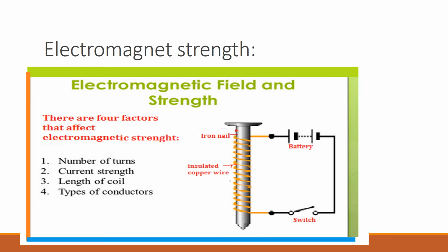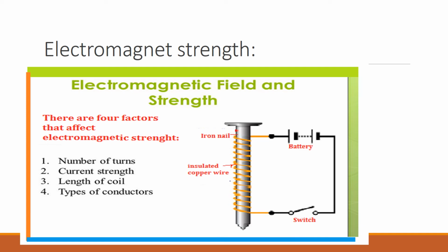What is an electromagnet? An electromagnet is a magnet made from current flowing inside a solenoid. So the solenoid that we've seen in the previous slides forms a magnet. That type of magnet is called an electromagnet, a magnet made from electricity.